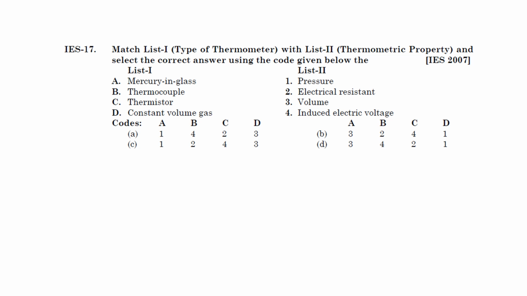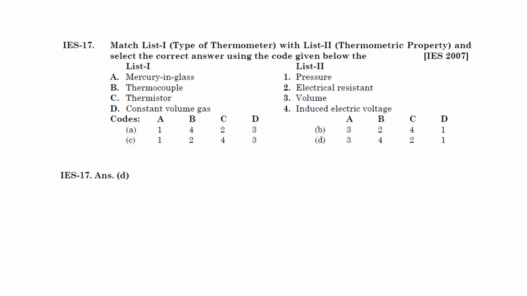Next question, we have to match the types of thermometer with the thermometric property. Mercury in glass, thermocouple, thermistor, constant volume, with pressure, electrical resistance, volume, induced electric voltage. Mercury in glass is volume, thermocouple is induced voltage, thermistor is electrical resistance, and constant volume is pressure. So the answer is D.